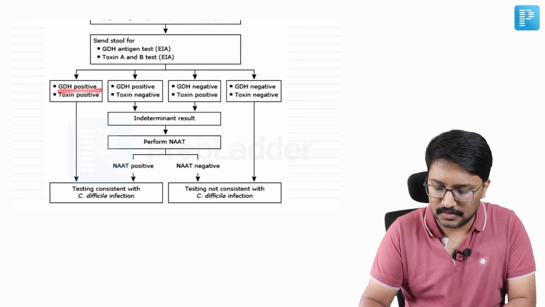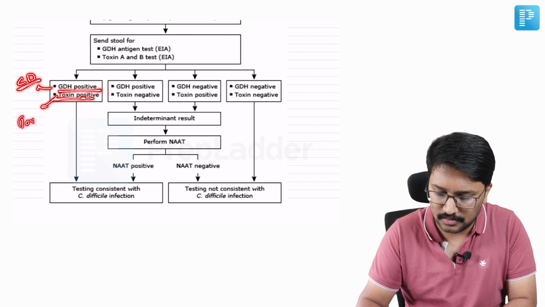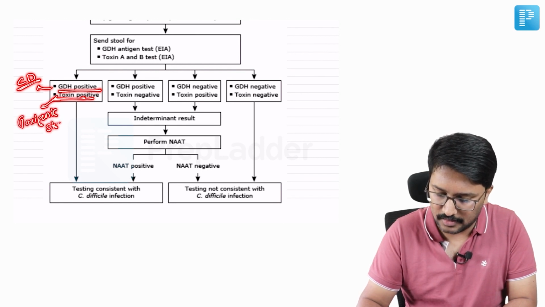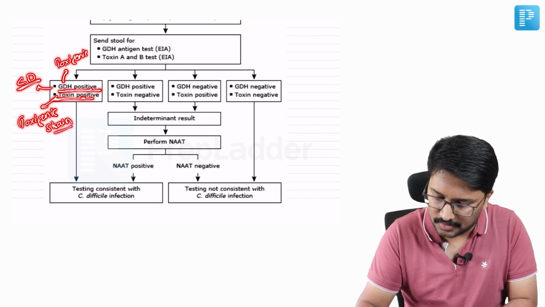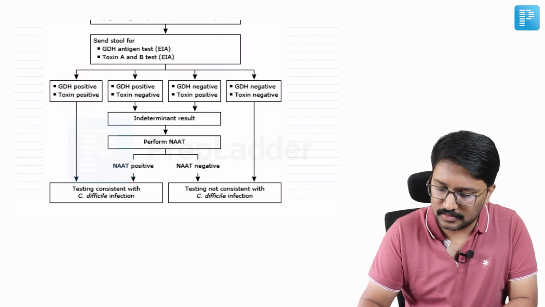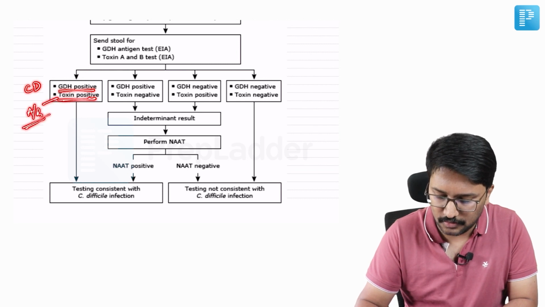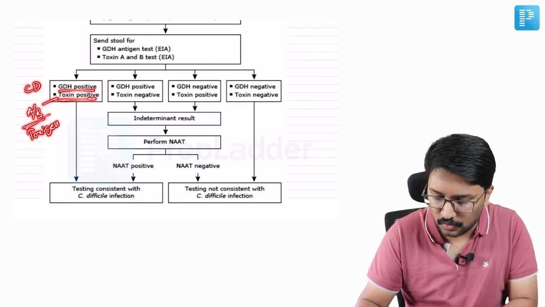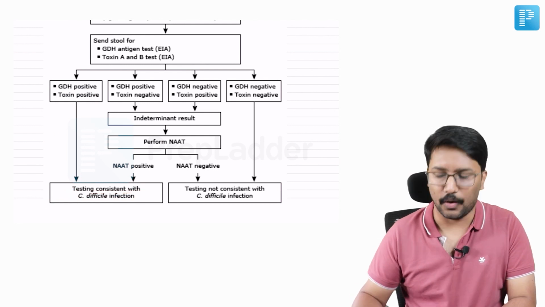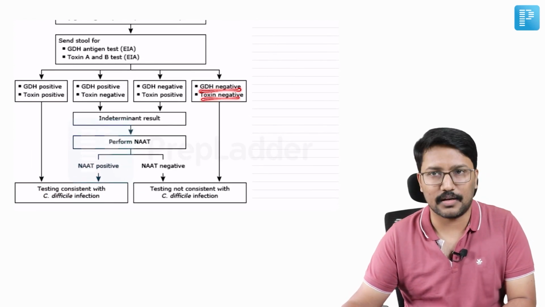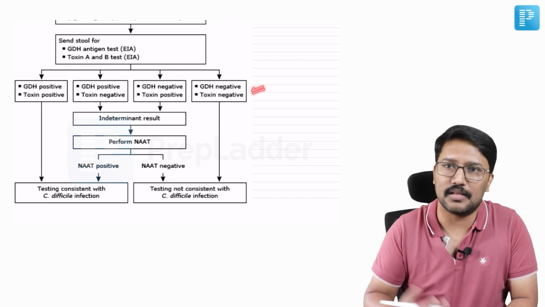So GDH is positive, which suggests Clostridium difficile infection is there, and you have detected the toxin, which suggests that it's a toxigenic strain. Remember again, I told you GDH can be positive in toxigenic as well as non-toxigenic strains. So once you detect GDH positivity, that means C. difficile is there, and once you detect that the toxin is positive, either A or B, that means it's a toxigenic strain. That confirms that the patient is not colonized, and definitely has C. difficile colitis, right? So the testing is consistent with C. difficile infection. Okay, if you have GDH and toxin both negative, then it is not a case of CDI. Look for other possible causes to explain the patient's diarrhea.